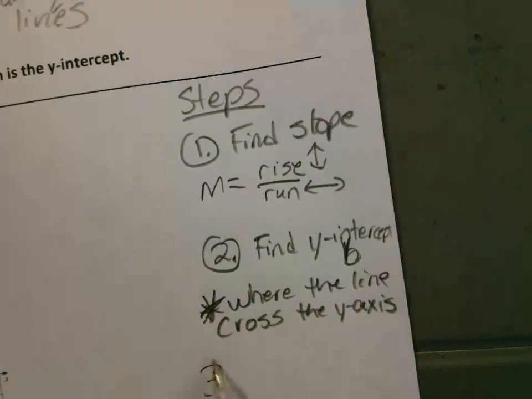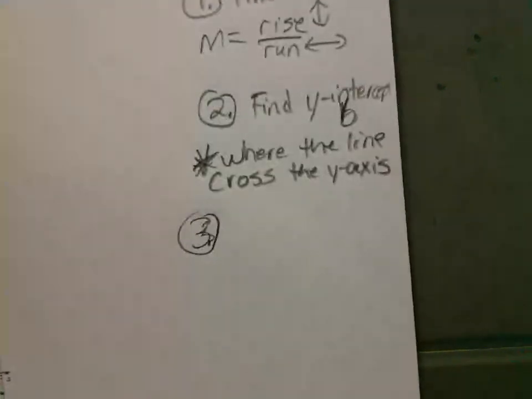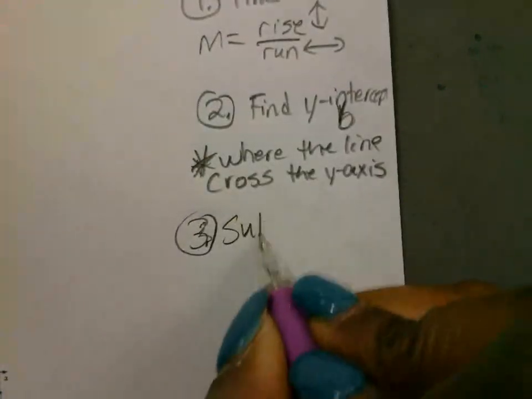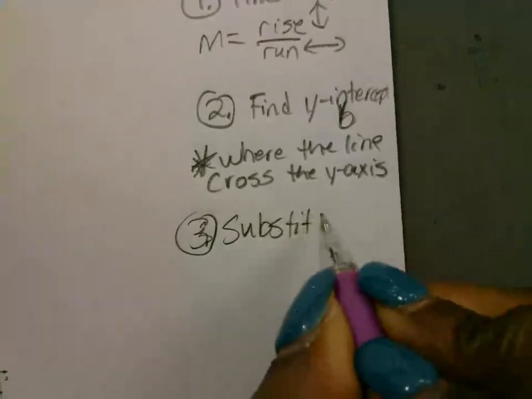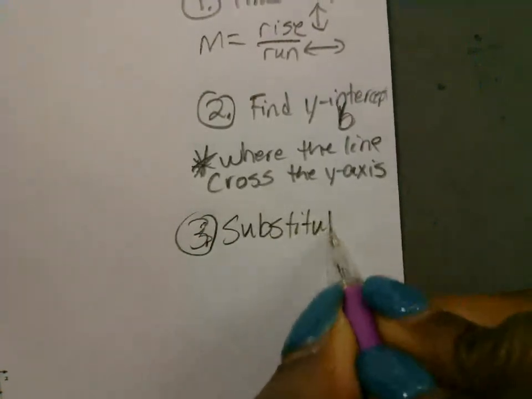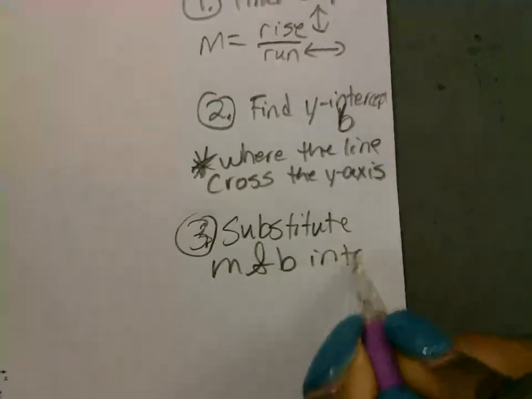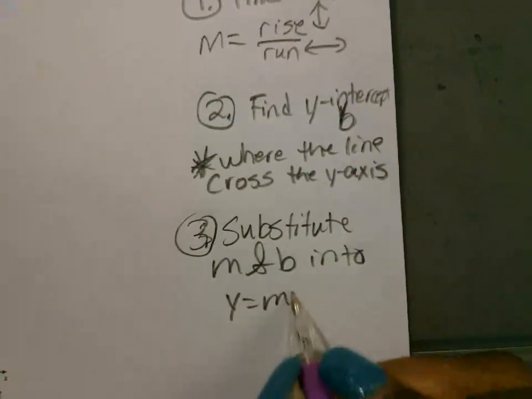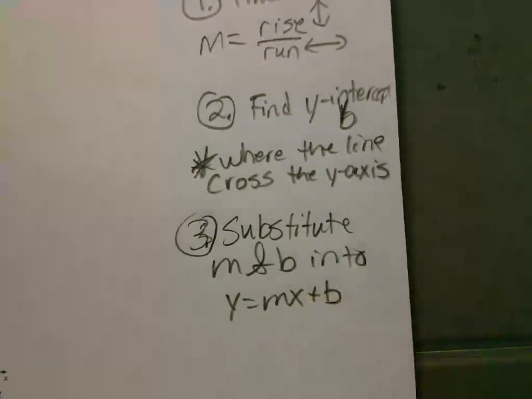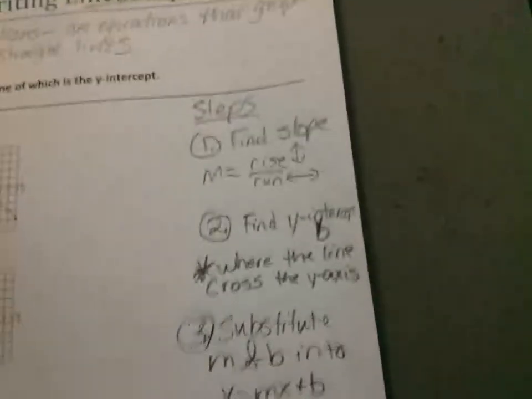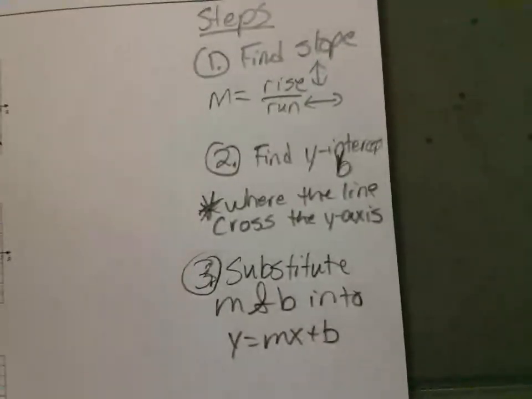Lastly, you're going to substitute M and B into the slope-intercept form, y equals mx plus b, just like we did on the last sheet. I'm going to pause to give you a chance. Make sure that you write. I'm going to zoom back out just in case you missed a step.